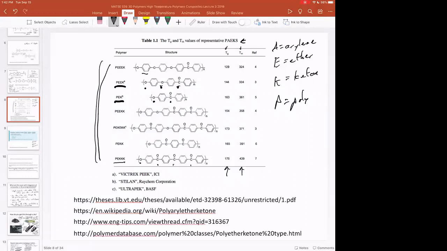Or you can put it in the DSC and you can see, okay, there's only a glass transition temperature, there's no melting or crystallization peak. And so if you're unsure as to whether a polymer is semicrystalline or not, those are some guideposts to tell you what's going on.